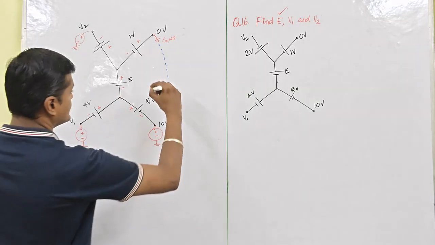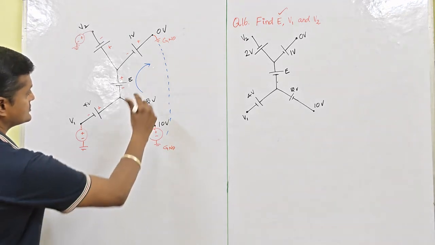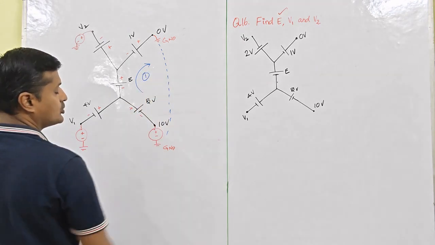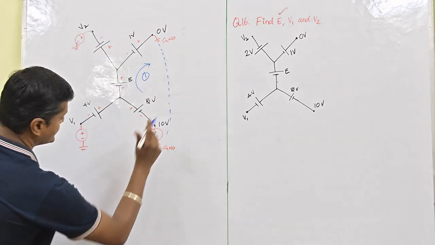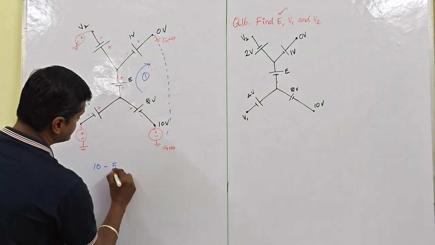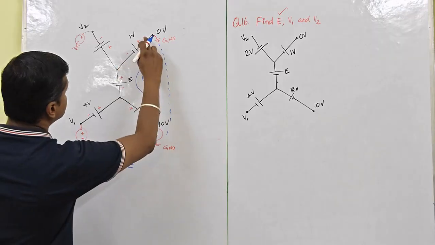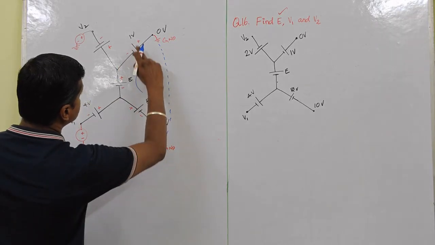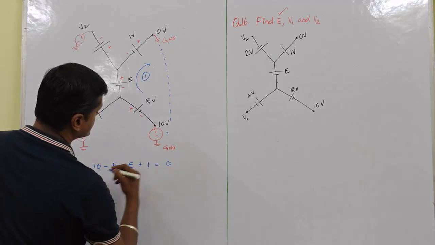So plus, we are assuming in this direction. So maybe we can take it as loop 1. Loop 1 equation, starting just from here: 10, then minus 5 volt, then plus E, and this is plus 1 volt, and this comes to this 0. So it is equal to 0.